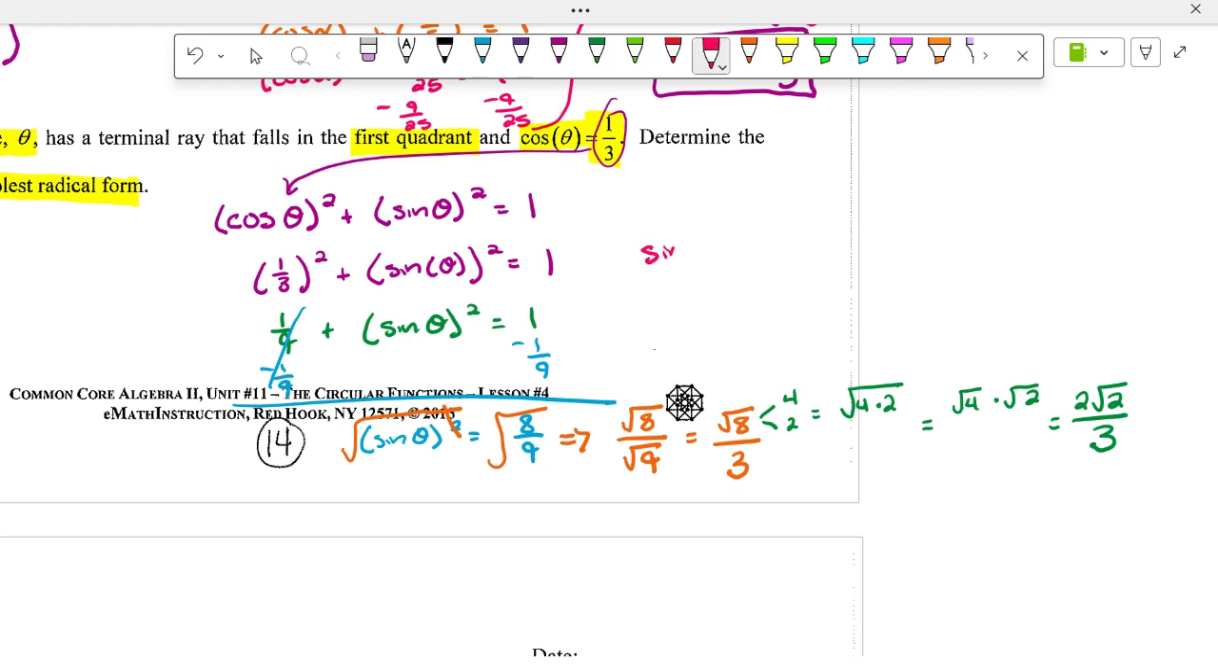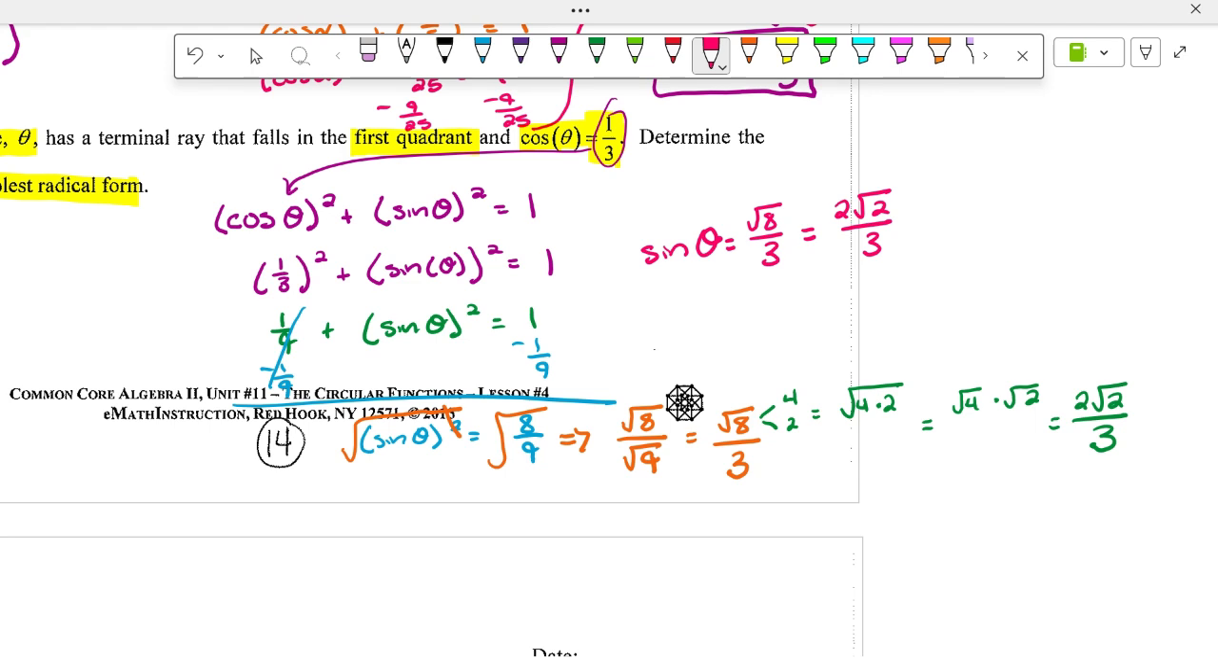So sine of theta in this case is equal to, you can either put the square root of 8 over 3, or it's equal to 2 square root 2 over 3. These two numbers are equivalent. You put them in your calculator, you'll get the exact same decimal.